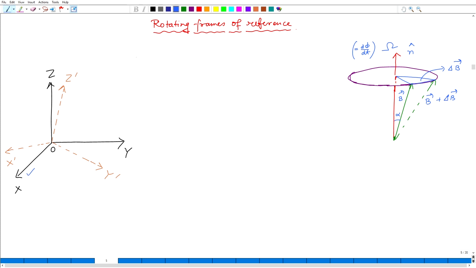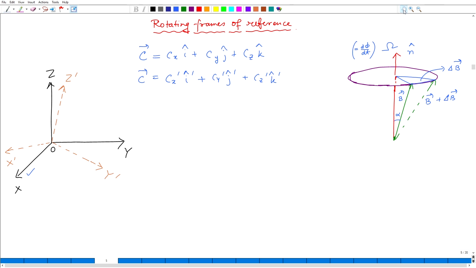For that we first take an arbitrary vector C. In the unprimed frame, it can be written as Cx i cap plus Cy j cap plus Cz k cap. In the primed frame, the same vector can be written as Cx prime i prime cap plus Cy prime j prime cap plus Cz prime k prime cap.